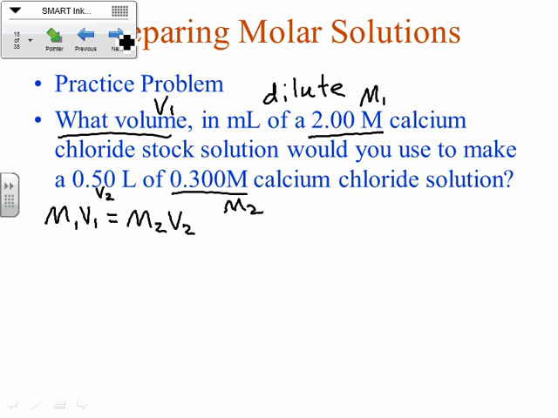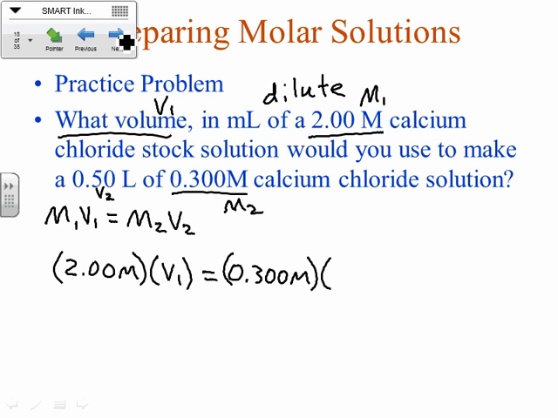Everybody with me there? Okay, so then when you set it up, these are nice and easy. We've got 2.00 times V1, that's what we're trying to find here, is equal to 0.300 times V2. This is in liters. Do you think it has to be in liters for this equation?